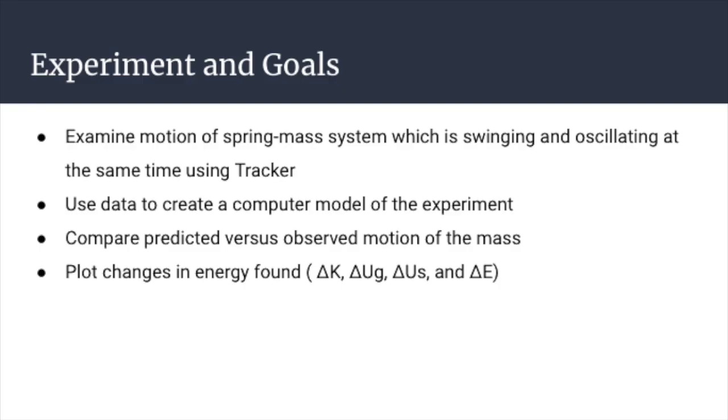In this lab, I used Tracker to examine a video of a spring mass system and to extract X and Y position data of the mass. I then created a computer code to model this experiment and used the position data in that code to get an accurate model. I then compared the predicted and observed motions and graphed the changes in kinetic energy, gravitational potential energy, spring potential energy, and overall energy.